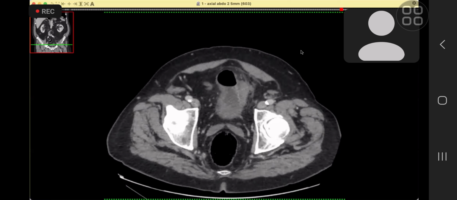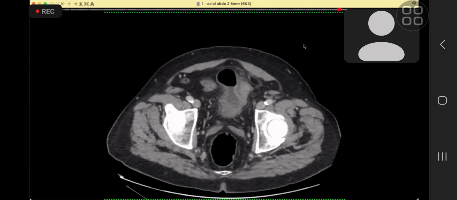So it seems to me, because I can't see the urinary bladder elsewhere, I think this is the urinary bladder, and it is very thick walled with some adjacent fat stranding, and there clearly is a locule of gas within as well.